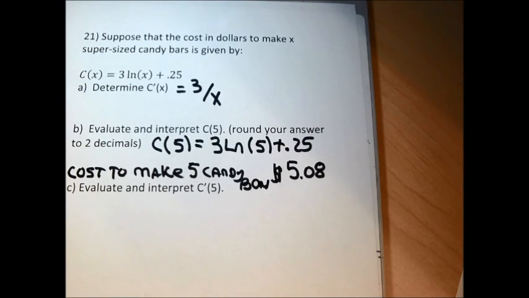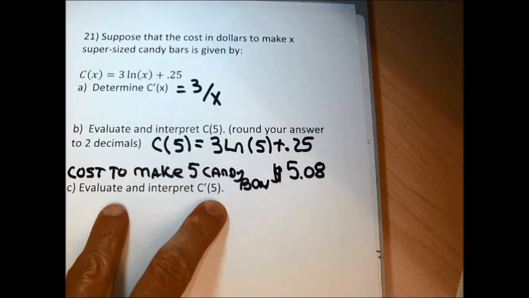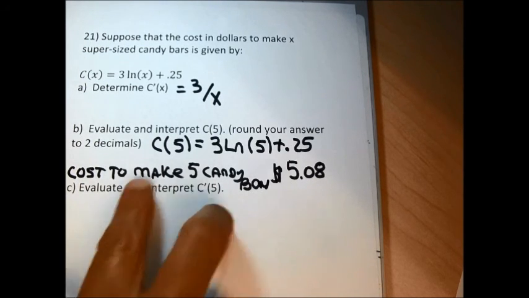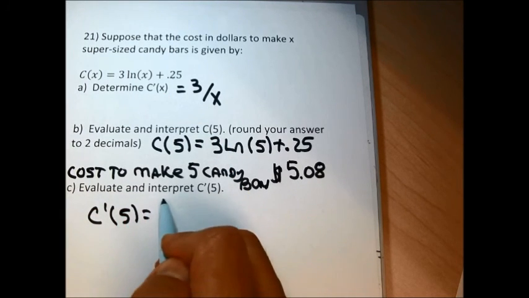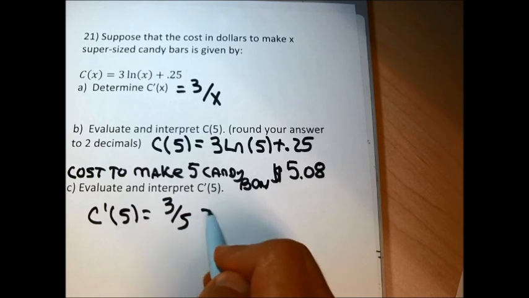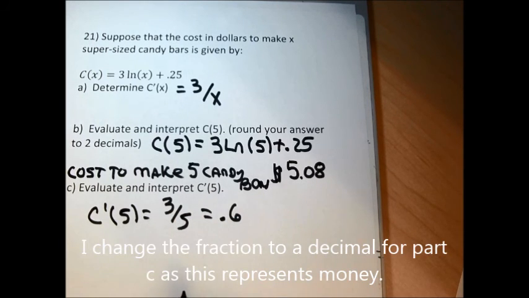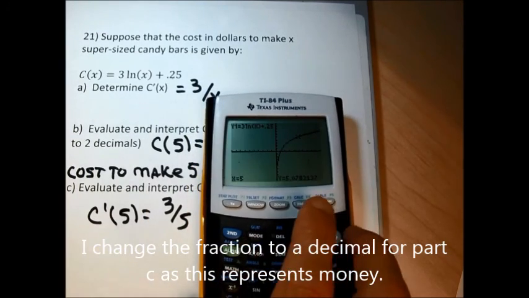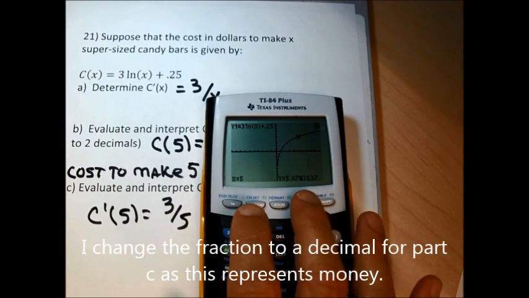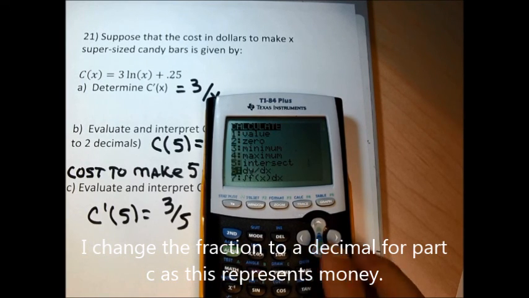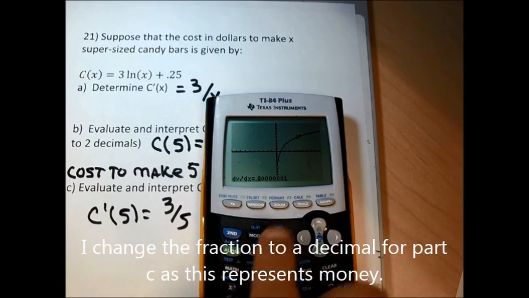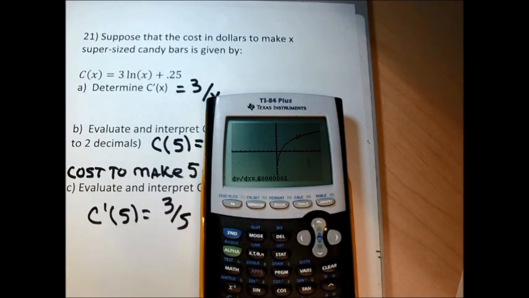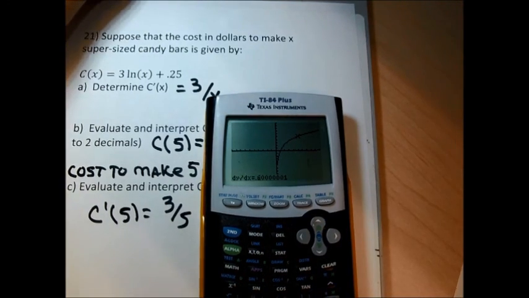It's $5.08. Part B, evaluate, interpret C prime of 5. That's just going C prime of 5 equals 3 over 5, which is 0.6. So that's by hand. I could have done that from the main screen of my calculator. And on my calculator from the graph screen, if I did second calc and went down to option 6, dy dx, and typed in 5, it'd give me that same 0.6, although I'd have to round it because my calculator doesn't do calculus, it does some algorithm.